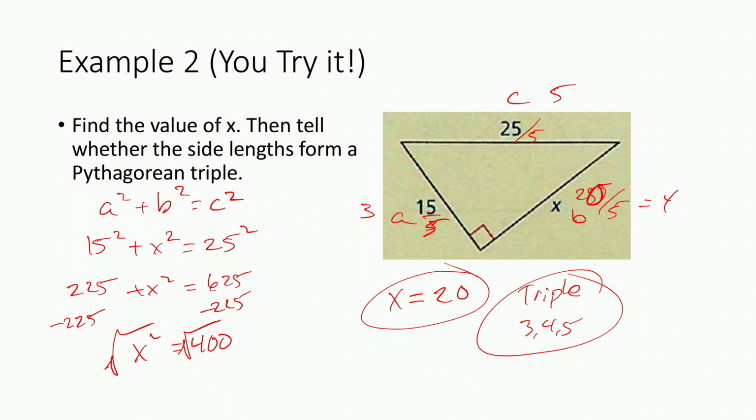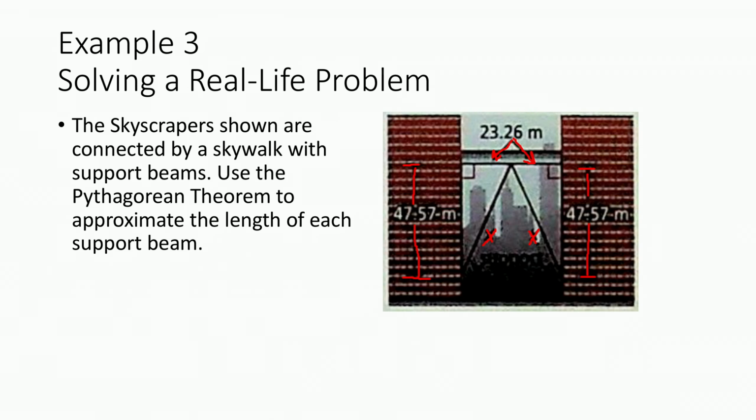All right, so we've got one last example we're going to do. It's going to be this one right here. We have a skyscraper as shown to the right, with support beams. We have a support beam here and a support beam here. Use the Pythagorean theorem to approximate the length of each support beam. So we have a right triangle. I know it's kind of hard to see, but we have one right here. Let me highlight it.